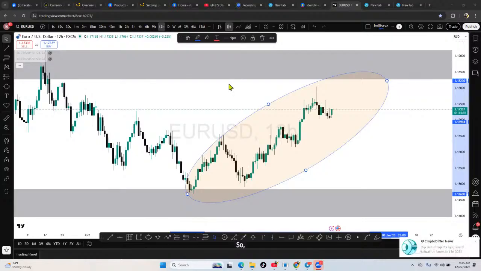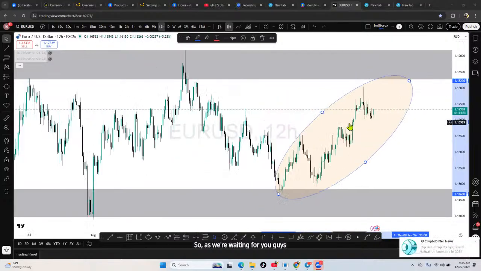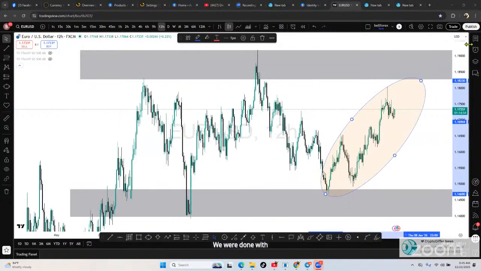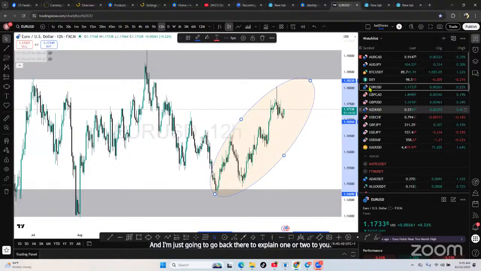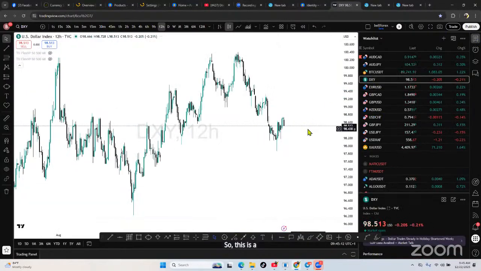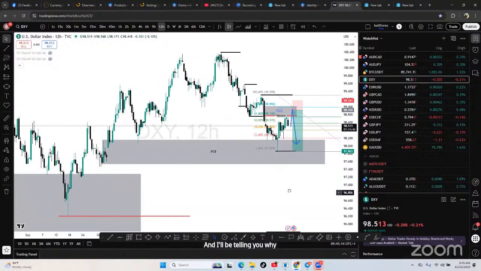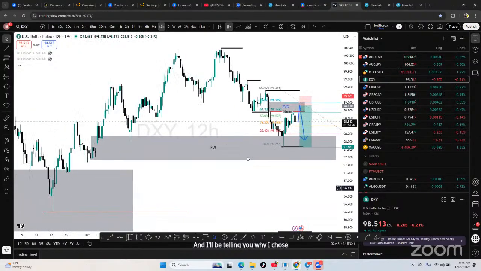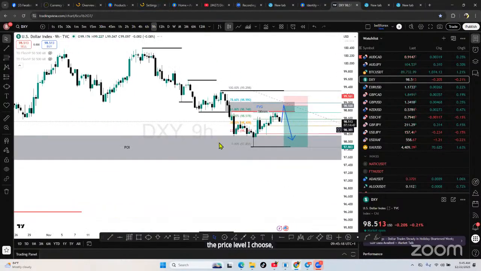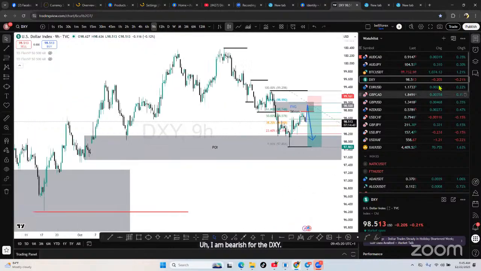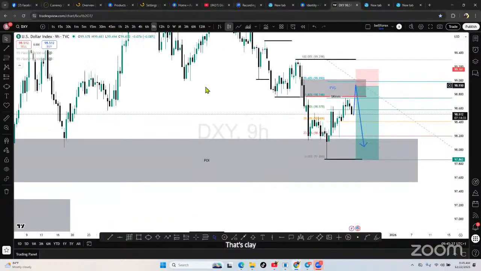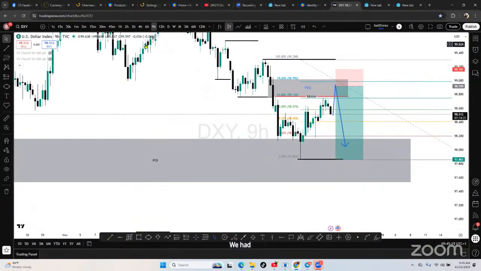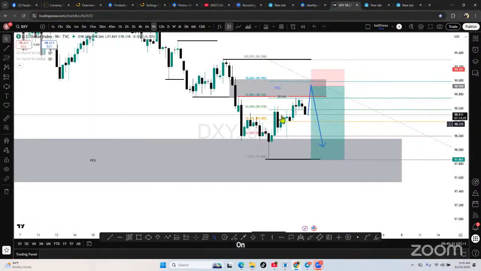So as we're waiting for you guys, we were done with the DXY, and I'm just going to go back there to explain one or two things to you. This is the DXY, and I'll be telling you why I chose the price level I chose. I am bearish for the DXY. I'm looking forward to the DXY going down further. That's clear. And we had two levels on the 9 hours chart.